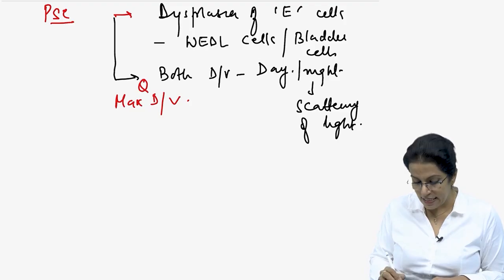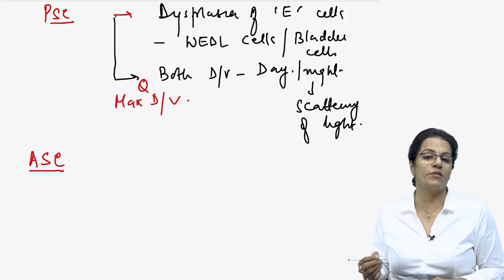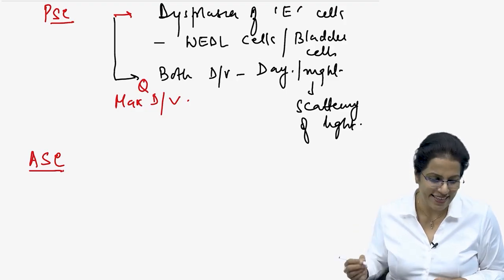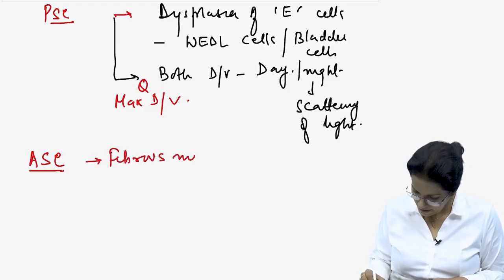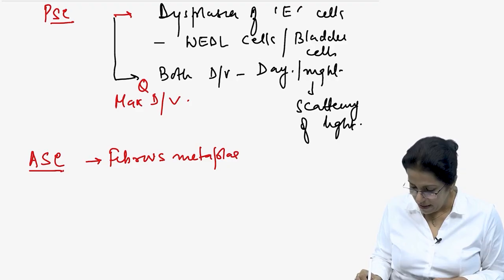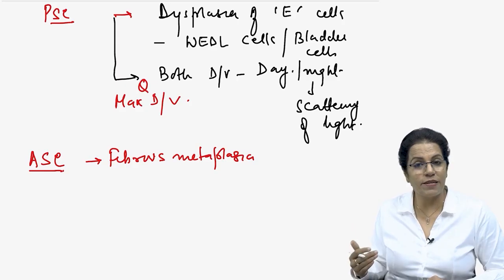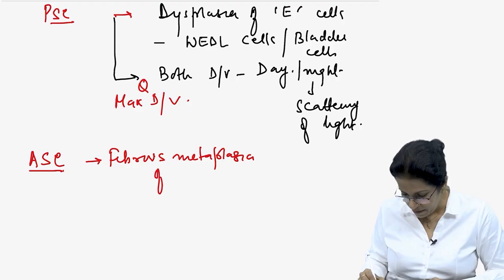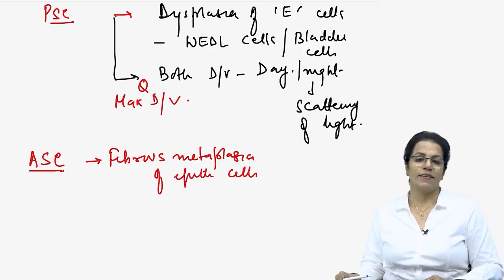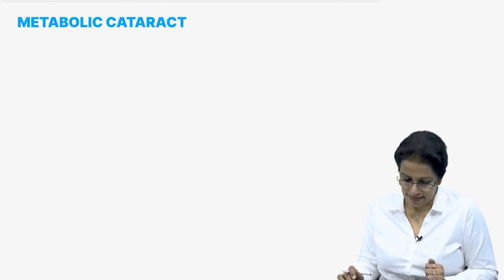And if I talk about anterior subcapsular, it is due to fibrous metaplasia of the anterior epithelial cells. Okay, just remember this. This is fibrous metaplasia. We'll talk about different types of anterior subcapsular, like toxic cataracts, and in atopic dermatitis. So I will be discussing this. So fibrous metaplasia of the epithelial cells. Right. That was about your subcapsular cataract.